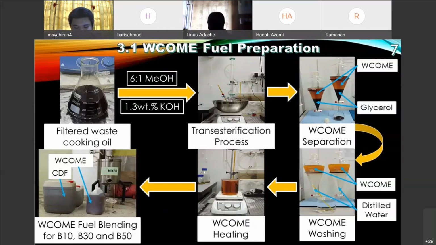After that, the mixture was transferred through the separation funnel to allow the separation between waste cooking oil methyl ester, WCOME, and glycerol. WCOME was then taken out and washed with distilled water until the washing water becomes clear. And finally, WCOME was heated to remove any remaining water and left to cool down before blending with conventional diesel fuel, CDF, to produce D10, D30, and finally D50.